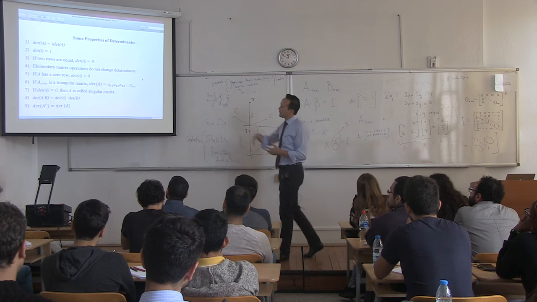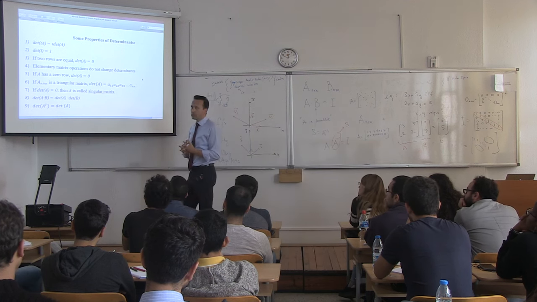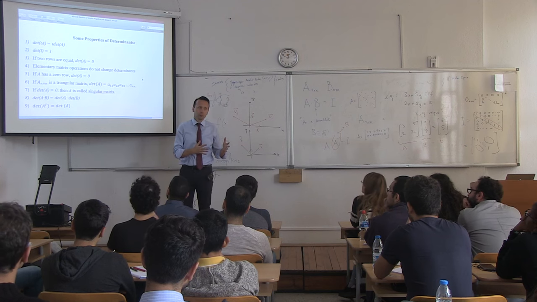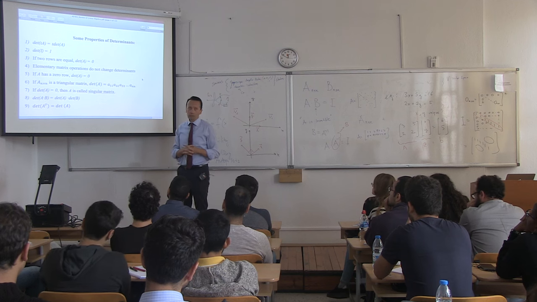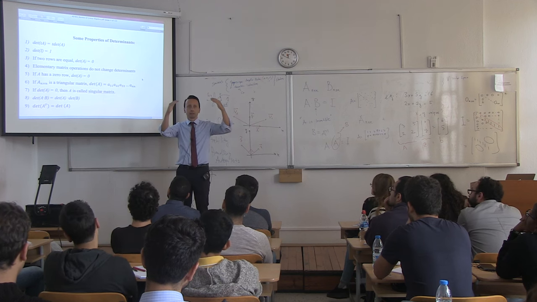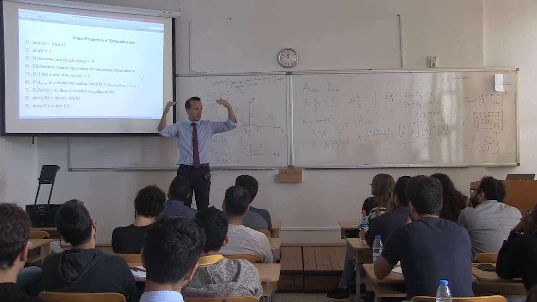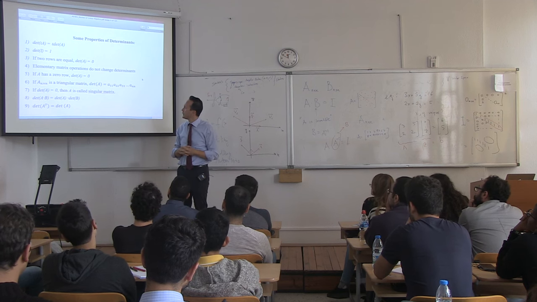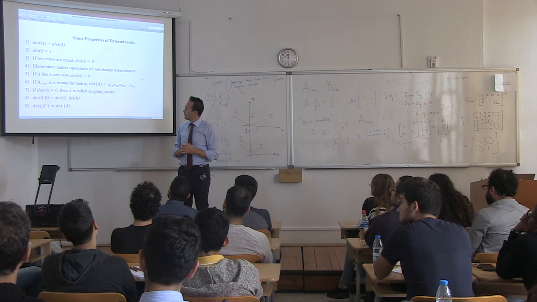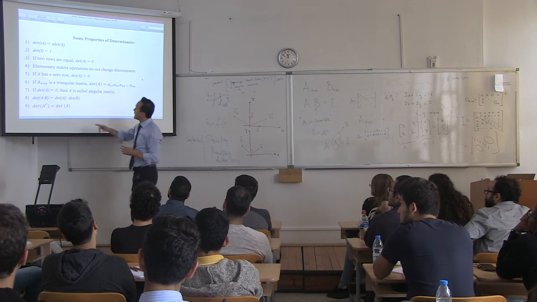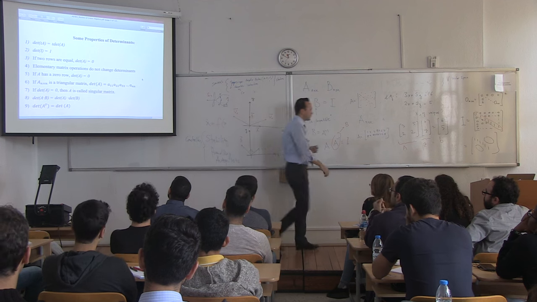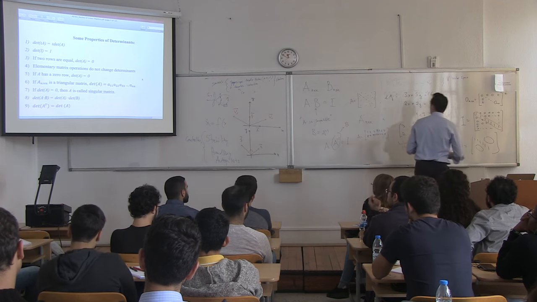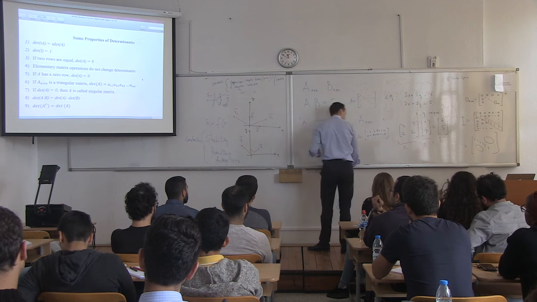So, look at number 3. If two rows are equal, determinant A is equal to 0. Elementary matrix operations do not change determinants, meaning that you add a column to a row, you multiply a row and add it to a column, things like that. If A has a 0 row, determinant A is equal to 0. If A is n cross n and is a triangular matrix, determinant A is this one. Triangular matrix means this. There you go, it's here.